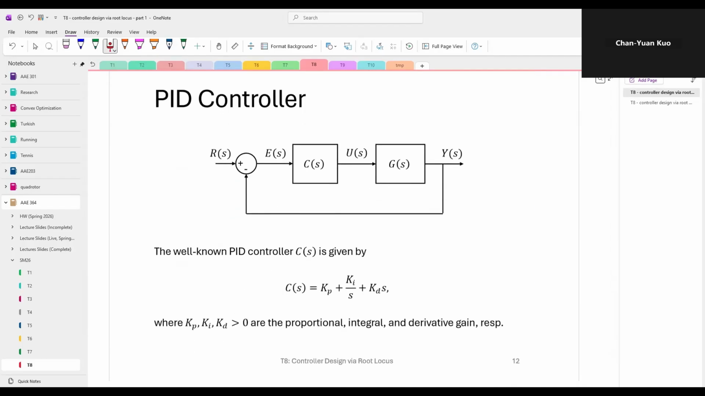And let's begin with the most well-known controller, the PID controller. The transfer function of a PID controller consists of three terms, and each term contributes differently to the system behavior. And later we will see how they can be interpreted from the root locus perspective. But before we get into that, let's first see where this controller gets its name from.